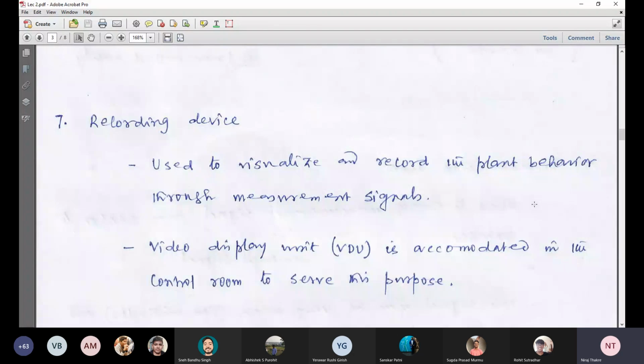So if you are going for your industrial training, you'll see that they have one control room. That control room basically shows the plant behavior. In fact, the measurement signal they show with time. Like if you consider a liquid tank system, in the control room we can see how the height is varying with time. So that is basically concerned with this video display unit.